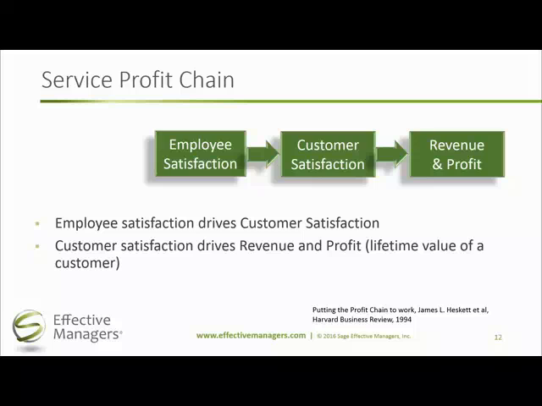It's called the service profit chain, sometimes called the profit chain. You may not realize that this was first published back in 1994. I think most managers have heard of this concept, and the concept is that if you have more satisfied or engaged employees, that will result in more satisfied customers, and more satisfied customers stick around longer. They buy more products and services, so their lifetime value as a customer goes up, and that leads to increased revenue and profit for the organization.